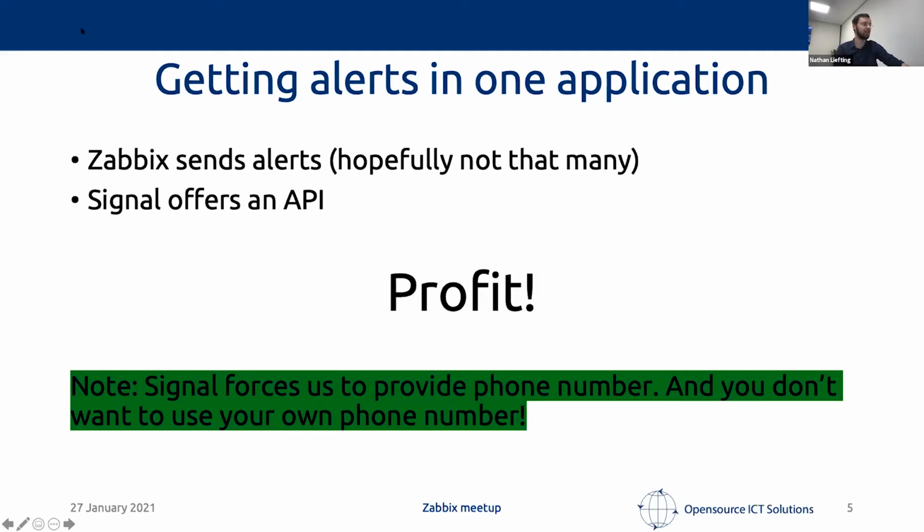In this whole setup, there's one small disclaimer. Signal is going to force you to provide a phone number. And you don't want to use your own phone number, because then Signal won't allow you to use the application anymore. So make sure that you have a different phone number ready to use for your Signal integration with Zabbix.